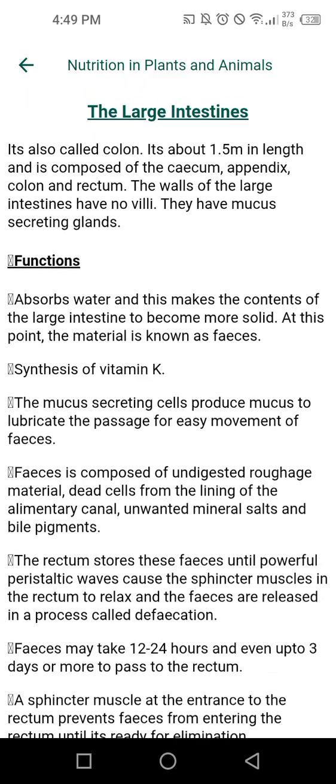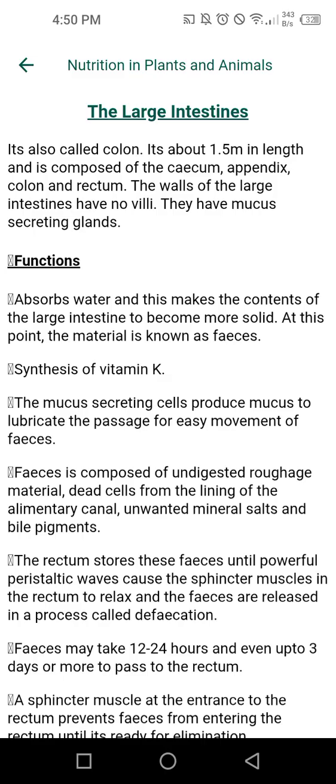The large intestines. It's also called colon. It's about 1.5 meters in length and is composed of the caecum, appendix, colon and rectum. The walls of the large intestines have no villi. They have mucus-secreting glands. Functions. Absorbs water and this makes the contents of the large intestine become more solid. At this point, the material is known as feces. Synthesis of vitamin K. The mucus-secreting cells produce mucus to lubricate the passage for easy movement of feces.